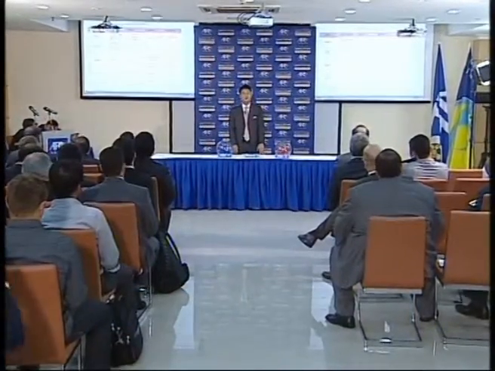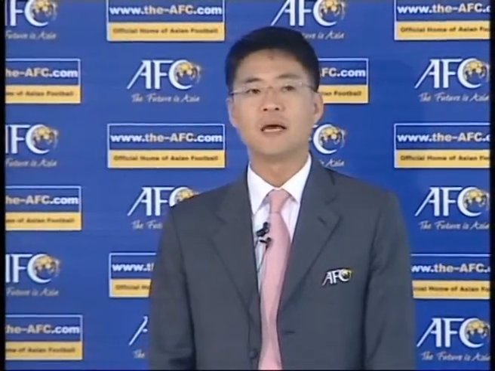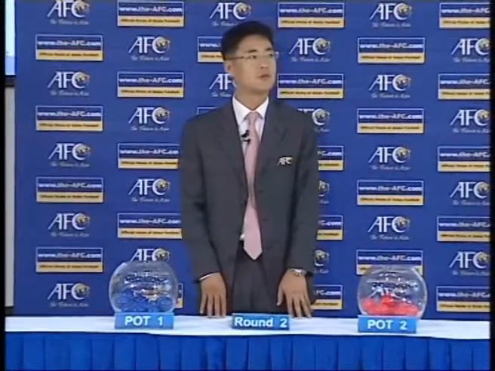As you can see from the screen, and also from the draw mechanism you have, we already completed the round one matches, and now we are at round two. In round two, we will have a total of 24 participating teams: 11 winners from round one, and another 13 teams participating directly in round two, according to the ranking from the 2008 Olympic football competition.